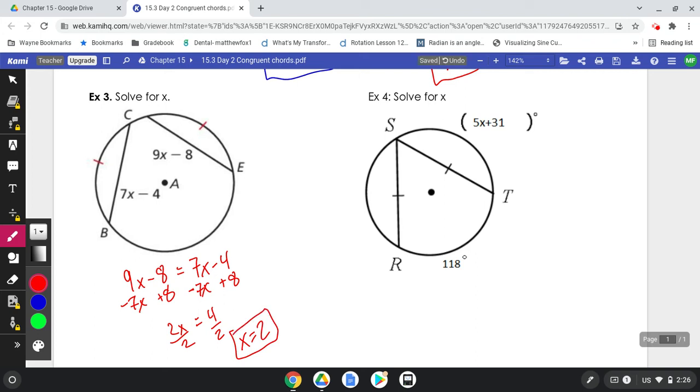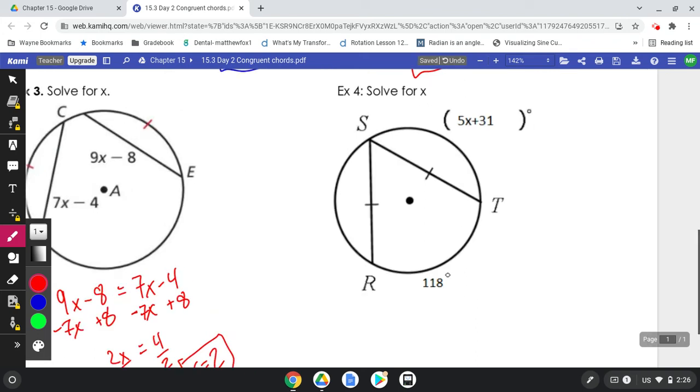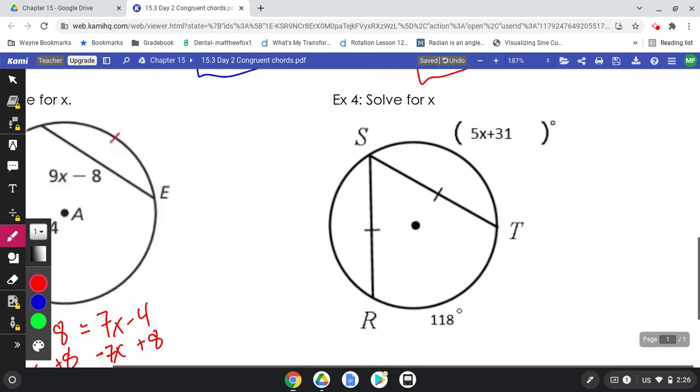Okay, and the final one, example 4. This is where it gets a little more interesting. So, a couple things. Let's talk first. Because of these congruent marks, there's 2 ways we can solve this. These congruent marks, SR and ST, are congruent, which means minor arc SR and minor arc ST are also congruent. But that doesn't really help me. I could write 5x plus 31 right here, but we know right here and right here, those are the same.